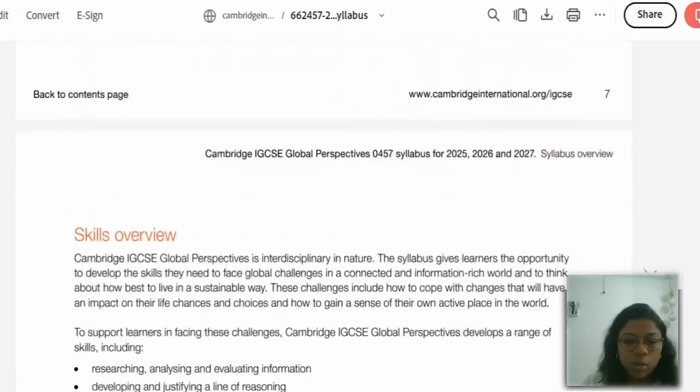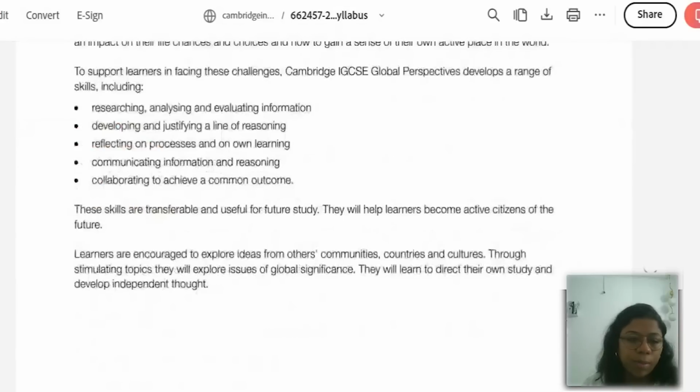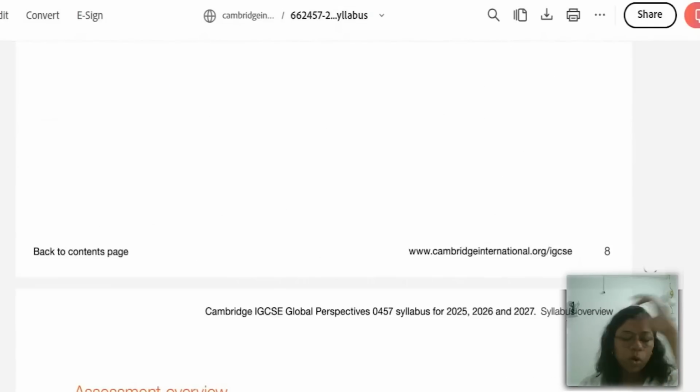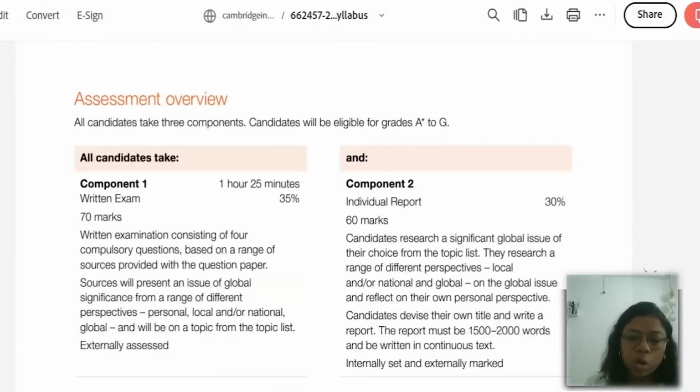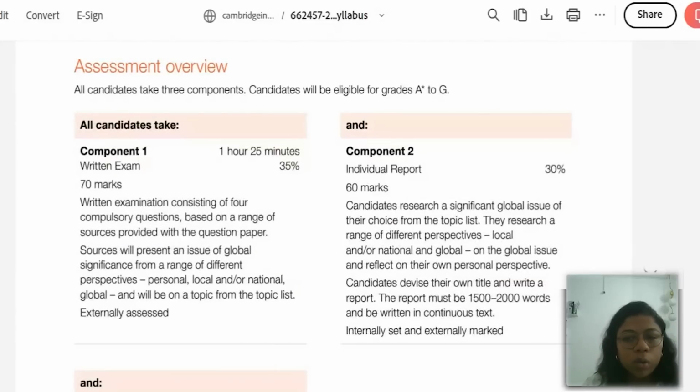All right. So let's straight away move on to the most important part of this document. Of course, I would recommend all of you to go through this document once on your own, word to word and line to line, so that you are aware of each and every area that Cambridge is particular about. So first is your written component, the written exam, which is for 70 marks. It will be a 1 hour 25 minutes examination.